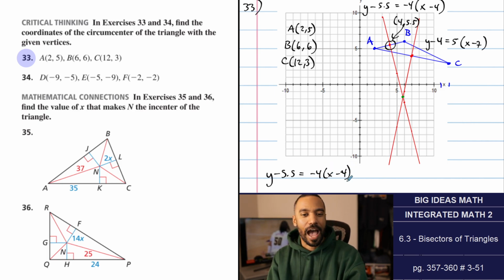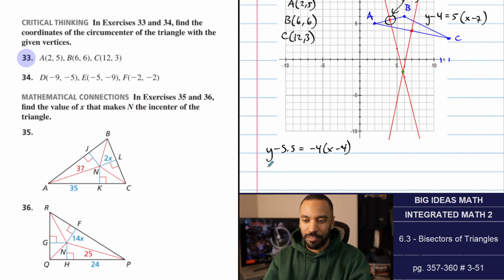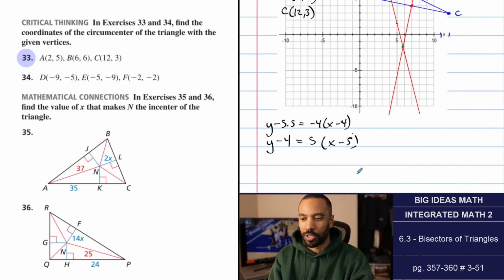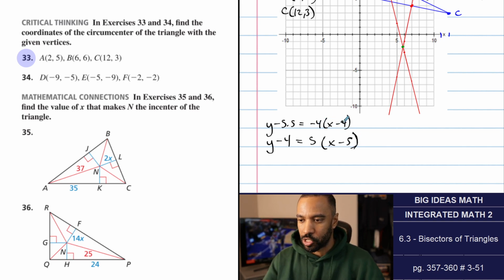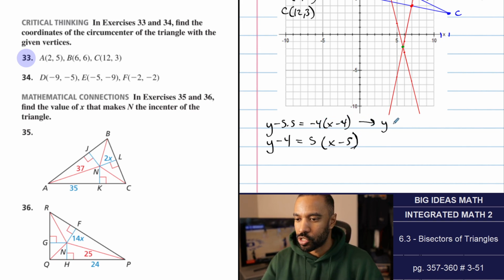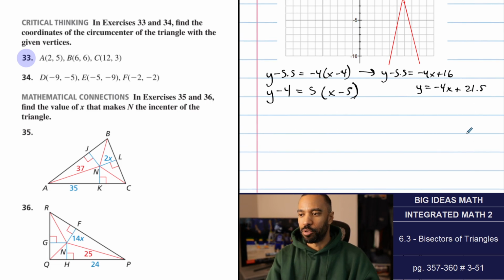I feel like I have something wrong beyond this, though. I don't know why they'd give you a graphing one to do this unless this is exactly what they want you to do with it, work this thing out, but it's not really well taught that way. Okay, I'm going to get y by itself in both equations. I'm going to distribute negative 4 here, so y minus 5.5 equals negative 4x plus 16, or y equals negative 4x plus 21.5. Not a beautiful number there.